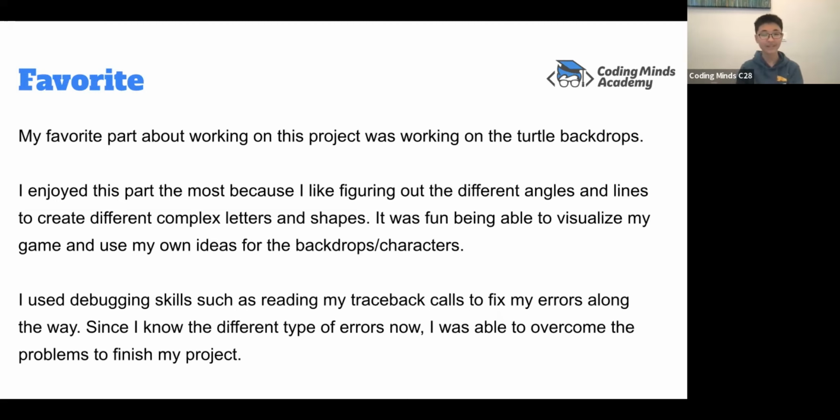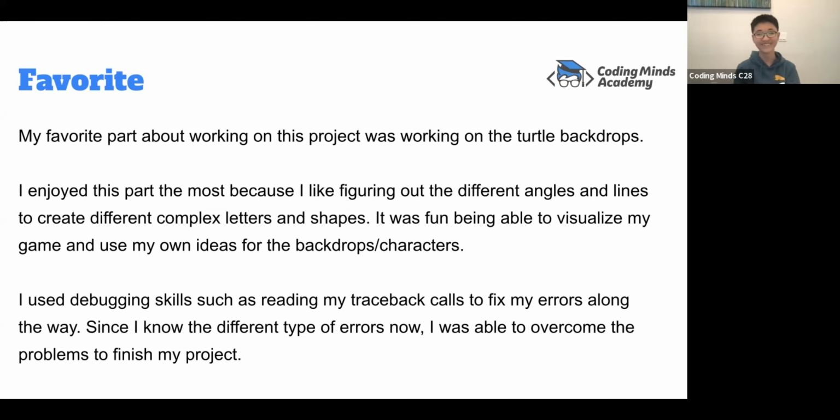I use debugging skills such as reading my traceback, and it told me, okay, you have some error with the line something, and I need to fix it. Also, there was something that didn't print the first time, and we figured out, oh, we didn't put the string with it. I like debugging because when I figure out those things, I am so proud of myself.